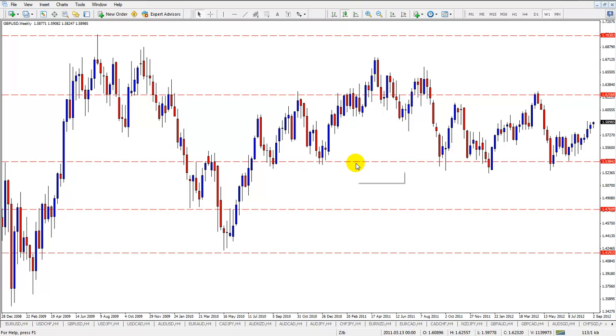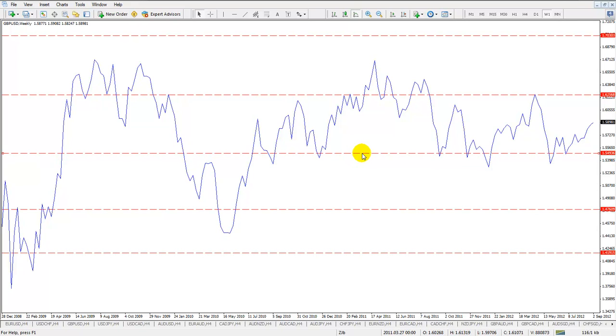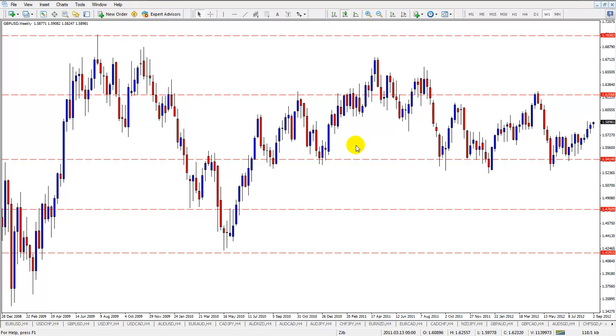It wasn't a whole lot of adjustment. It was only about 80 pips or so. But the point is that sometimes that is going to happen.